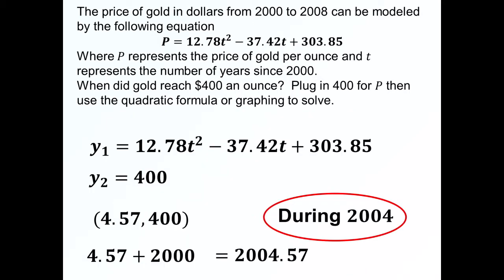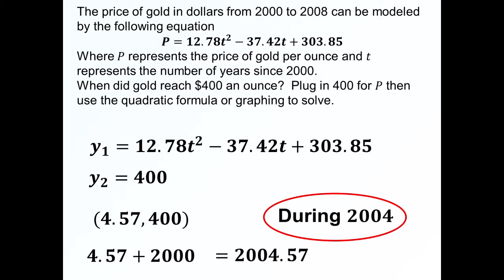Okay, hopefully you found out that it was during the year 2004. Now this particular one, if you wrote 2005 because you rounded up to the next year, that's probably okay for the moment. But that's basically the big part of what we want to do, which is to be able to interpret those, okay? 400 in this case represented P, and P was the price of gold. So that was 4.57 years after the year 2000, gold reached a price of $400 a share.